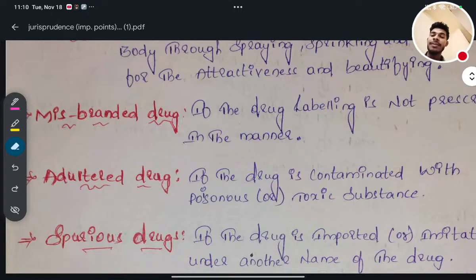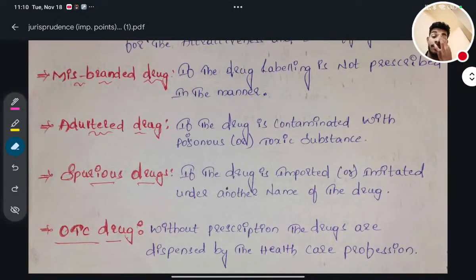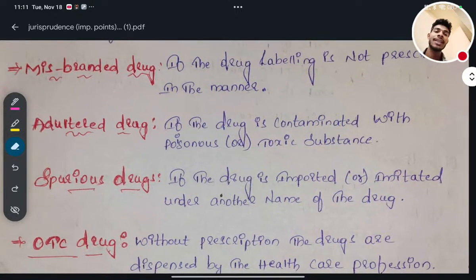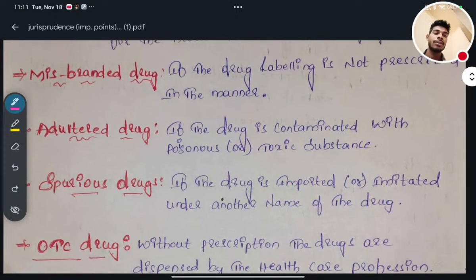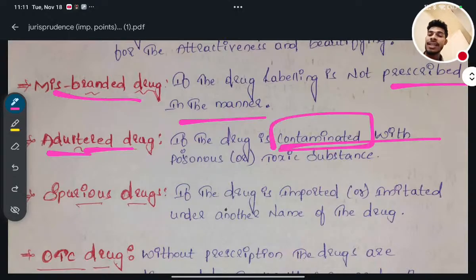Okay, next, misbranded drugs. These definitions are very, very important. You have to remember that they will ask questions from these definitions, so you have to focus on them. Misbranded drugs: if the drug labeling is not prescribed in the manner, then it is called a misbranded drug. Adulterated drug: if the drug is contaminated, it is adulterated. When it is not prescribed properly, it is called misbranded, something written wrong on the outside slip.